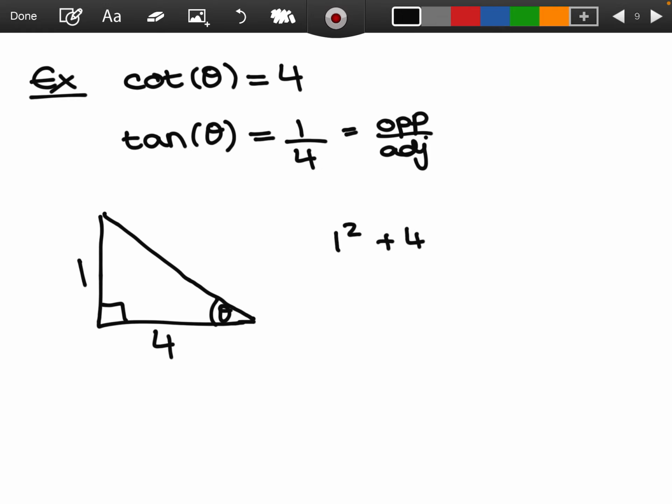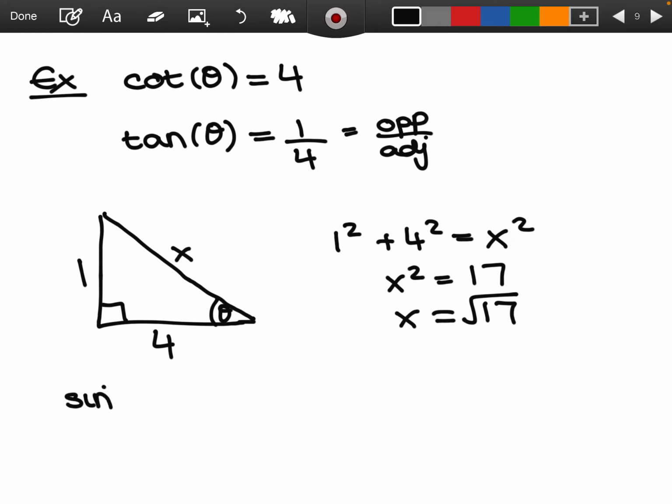So if I go ahead and use Pythagoras, I know that the opposite side squared plus the adjacent side squared is equal to the hypotenuse squared. So that tells me that x squared is equal to 17. So x must be the positive square root of 17. So now I can go ahead and get sine and cosine, and I can get their reciprocals as well. So sine of theta, we said, was opposite divided by hypotenuse. So that's going to be 1 divided by the square root of 17, and I'm going to rationalise the denominator.